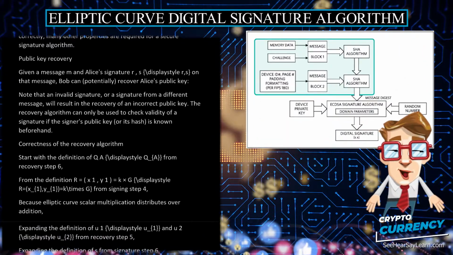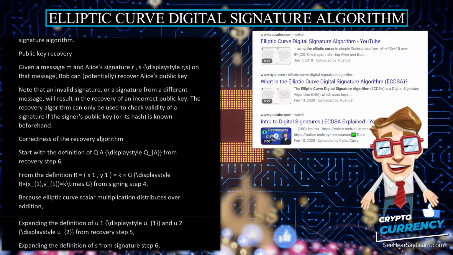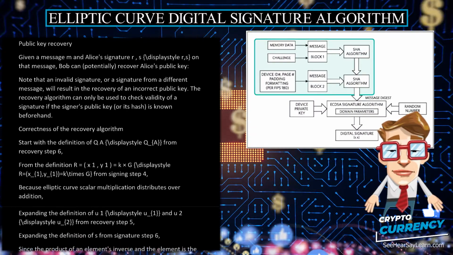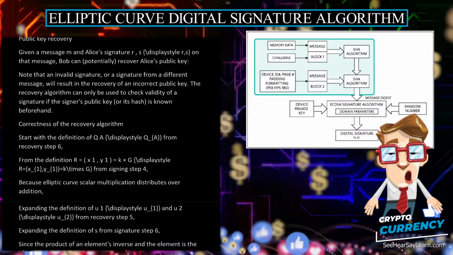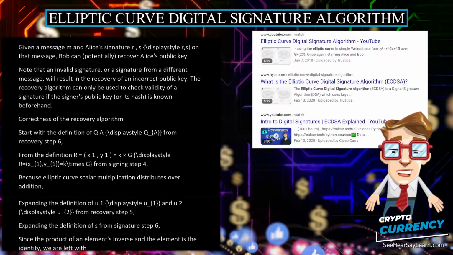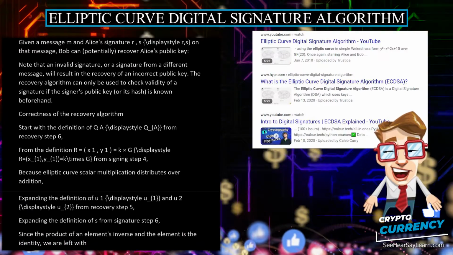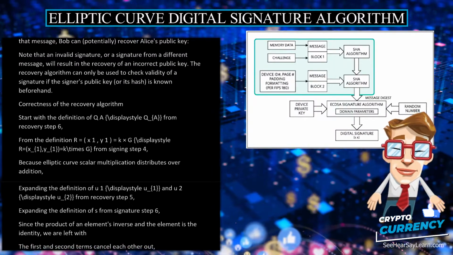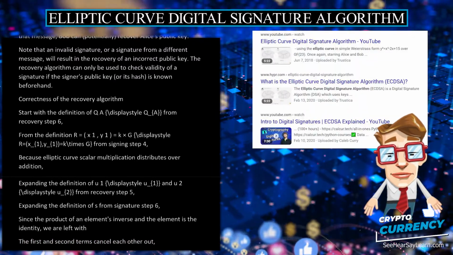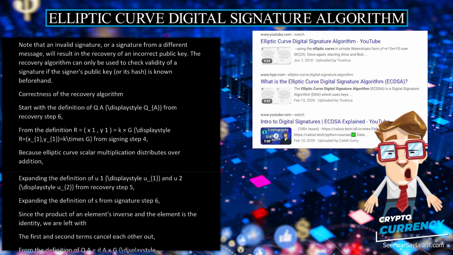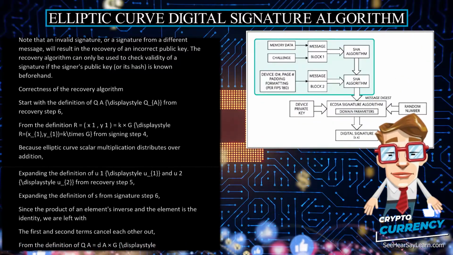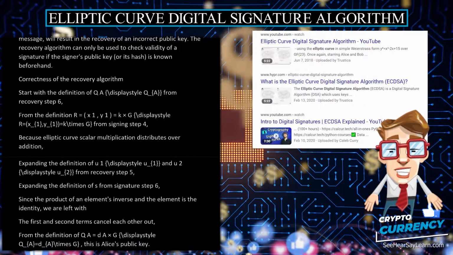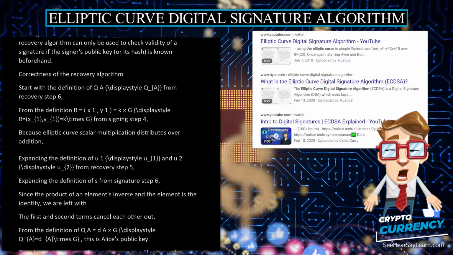The recovery algorithm can only be used to check validity of a signature if the signer's public key, or its hash, is known beforehand. Correctness of the recovery algorithm. Start with the definition of Q_A from recovery step 6. From the definition R equals (x1, y1) equals k times G, from signing step 4.